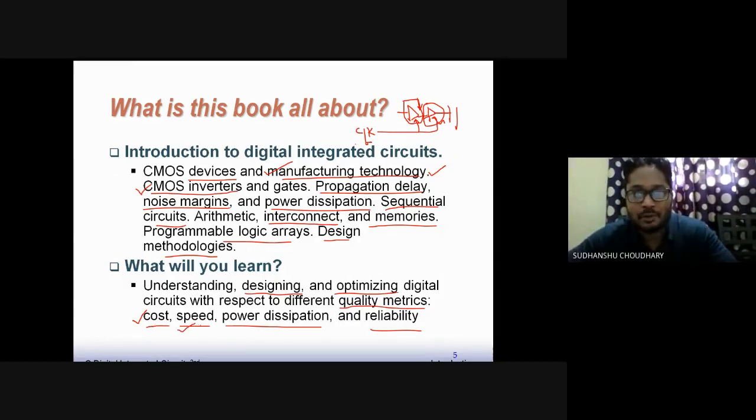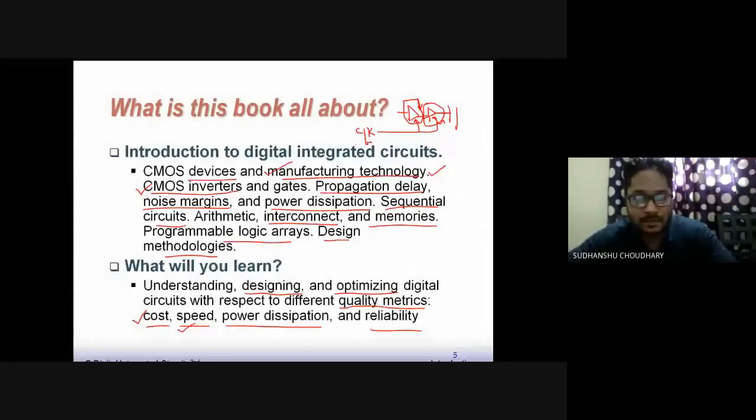Nobody wants a slow circuit, slow design. Whenever you go for purchasing a microprocessor, a laptop or maybe a computer, you always look for speed. How much is the speed? That is in terms of gigahertz today. So you will always prefer to buy maybe a 3 gigahertz system rather than settling for a lower speed, maybe 1 gigahertz, right? So everybody wants a high speed system. Nobody wants a low speed system. So obviously, this quality metric contains the speed of the system.